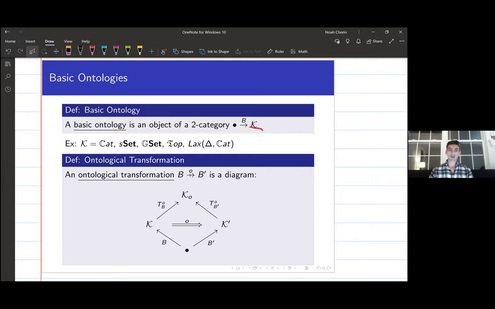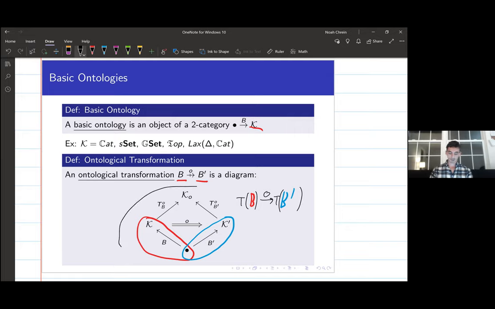Okay, so one way to do that is via an ontological transformation. So an ontological transformation from one ontology to another ontology, basic ontology, B for basic, will be a diagram like below. So what's happening here is I have this one ontology, which I'll write on the left here, and I have this other ontology, which I'll write like this. And then these are in two separate two categories. And so what I can do is I can embed them into a mutual two category in order to reason about them as the same thing and consider a map between them. So what that would look like is I have some functor on the left, some functor on the right, and I have a morphism between them. Now it's easier to reason about them in terms of this diagram than it is in terms of actual morphisms.